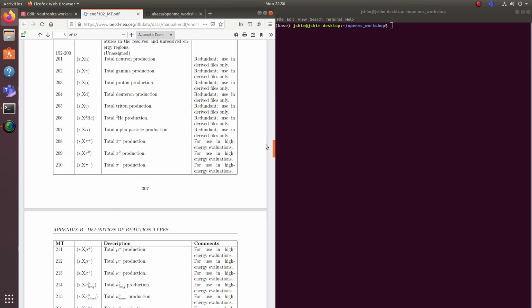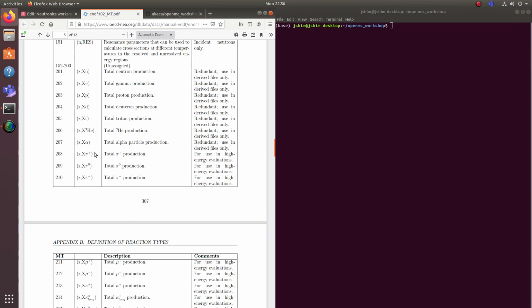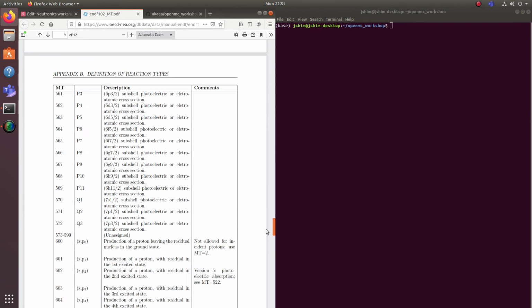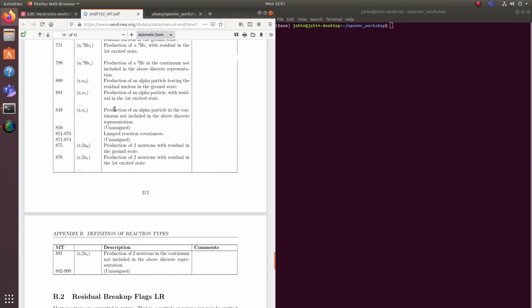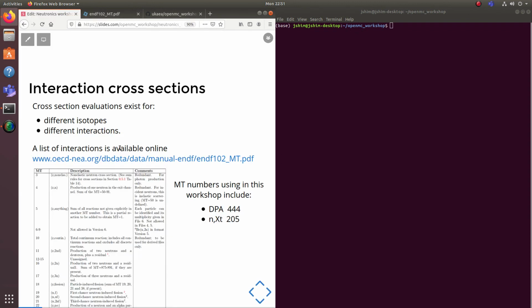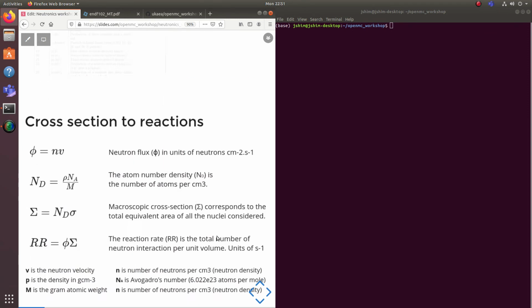And I'm looking for 205 because that's another important one, total tritium production. So that's useful for fusion. So this is a list of reaction numbers, and it goes up to about 1,000. We're going to use 444, which is the DPA cross-section, and 205, which is the tritium cross-section. X, capital X, is a wild card in this case.